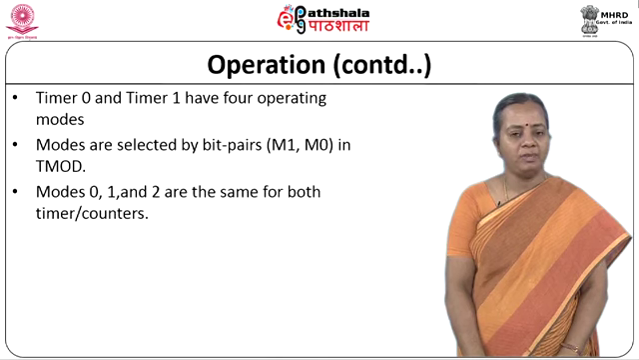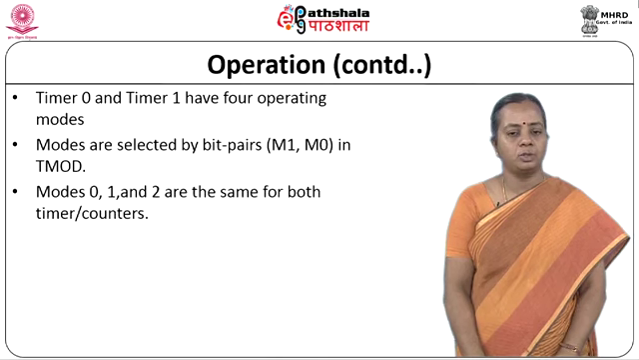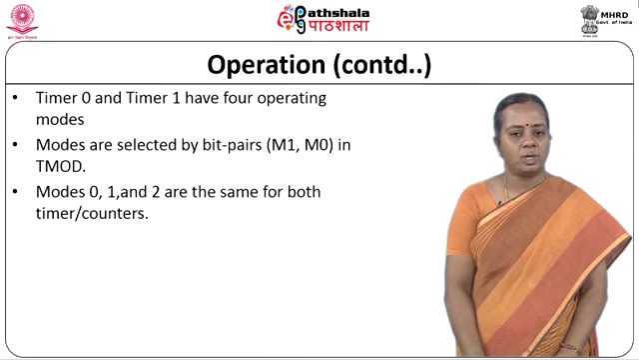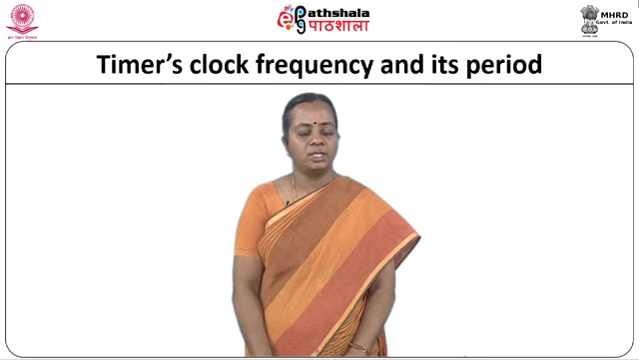To identify which modes they will be operating in, it is indicated by the M1 and M0 bits. Combined together these 2 bits will make 4 different combinations, that gives us the information about whether it will be operating in mode 0 or mode 1 or mode 2, and mode 3 is a different kind.